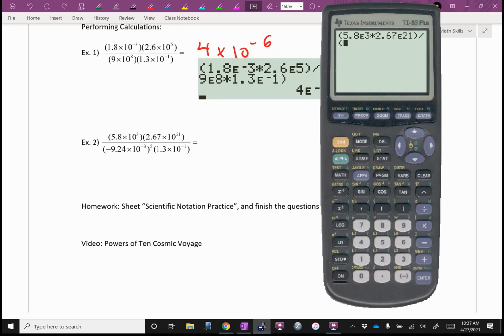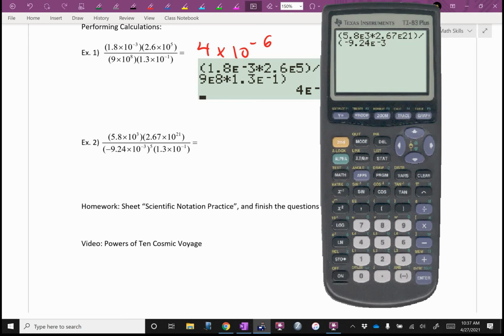Probably right now, a lot of you are sitting on that weird exponent if you've worked ahead. So -9.24, scientific notation, -3, and I want that whole thing to the 5th power. You'll notice because I use scientific notation, I didn't need to put this in its own little mini bracket.